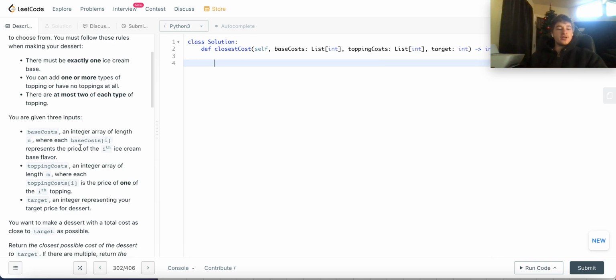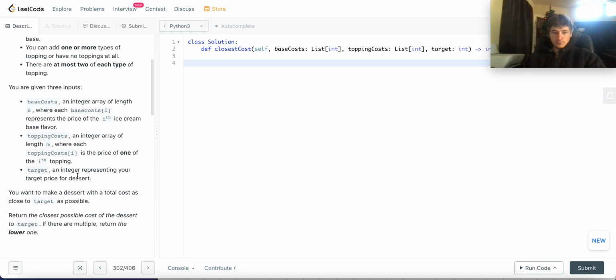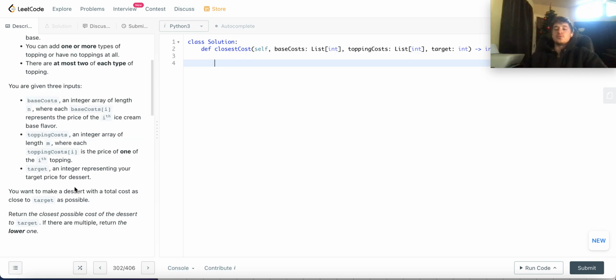Target, an integer representing your target price for the dessert. So I guess you walk into the ice cream store like, I have a target price that I'm trying to hit. I'm trying to spend $15 total on the ice cream that I buy right now. You want to make a dessert with a total cost as close to target as possible. Ideally, I'd spend exactly the target amount of money on this ice cream. But I'm going to use all of these different ingredients and different base ice creams and see if I can make some combinations such that the price is as close as possible to target. And then you're going to return the closest possible cost of dessert to target.